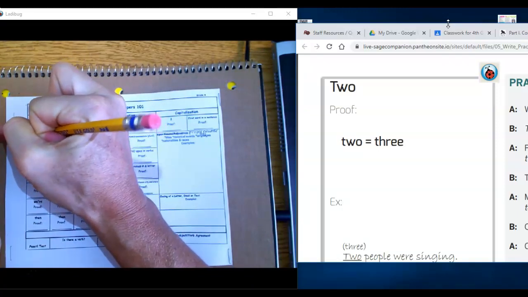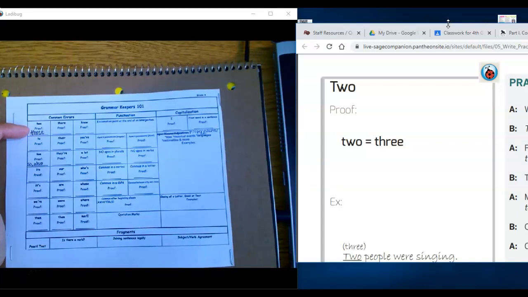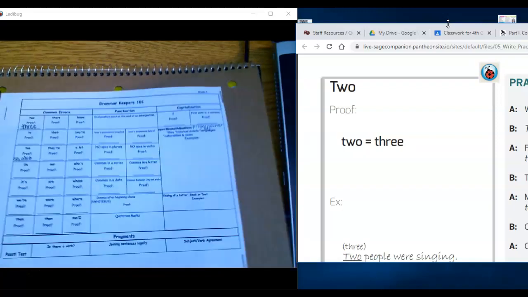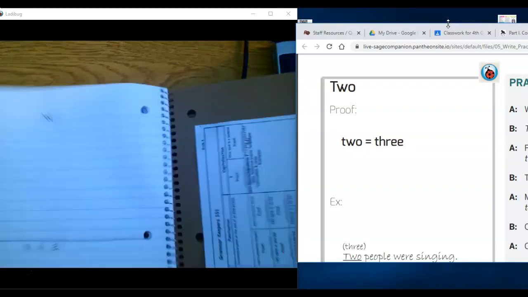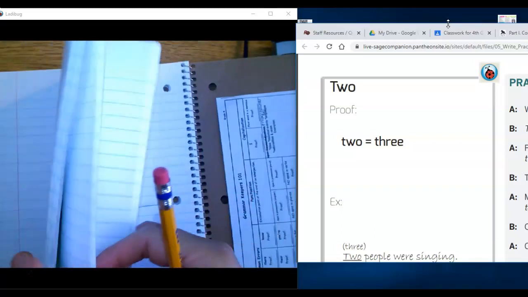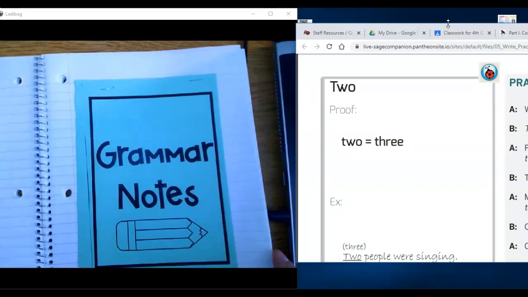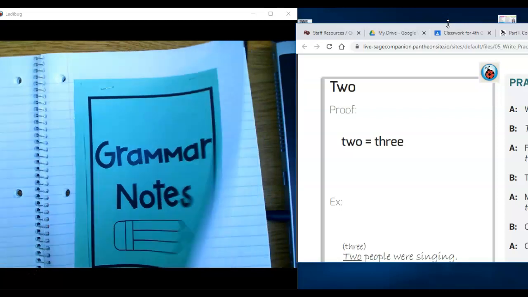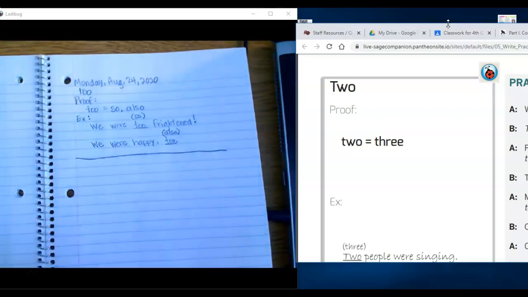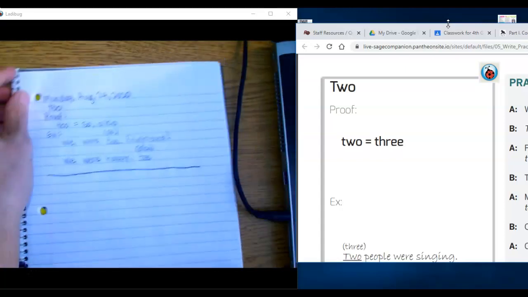Because anytime I use the word T-W-O, to, in a sentence, I should be able to substitute the word three, and it will still make sense. Okay, if you do not have the tracking sheet, remember it's okay. I want you to flip back to your grammar notes. You have your grammar notes section, and then turn that title page over, and then you'll see our notes from yesterday. If you have a spiral, you can go ahead and close that up.